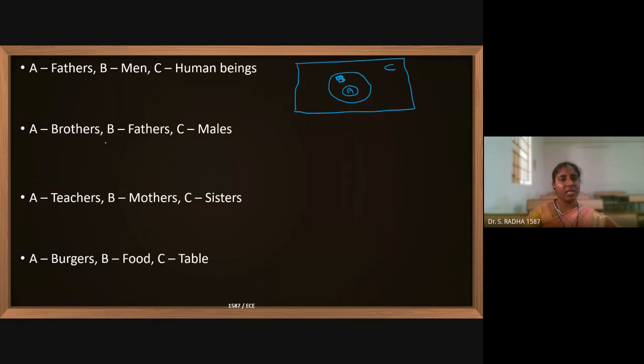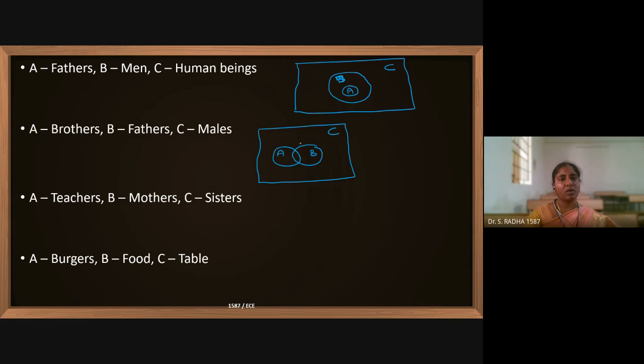Now coming to A, B, C. A is brothers, B is fathers, C is male. How to do the Venn diagram for this? So males, brothers, fathers. Okay, what can we do? Brothers and fathers, we cannot put as any subset. So the outer one, males, is the common thing. And we can have brothers as set A, and we can have fathers. Sometimes people can be both brothers and fathers, so there can be some overlapping region. This is the Venn diagram.